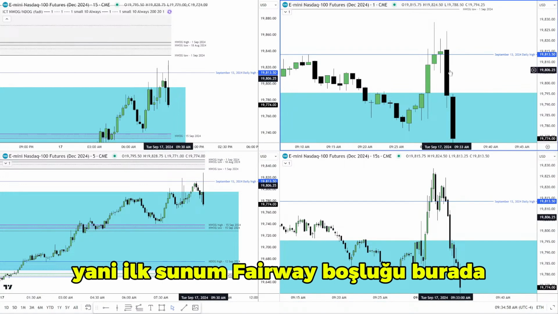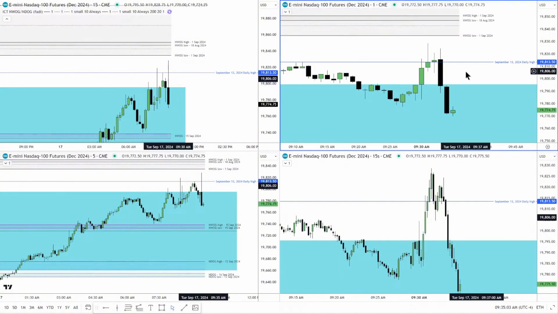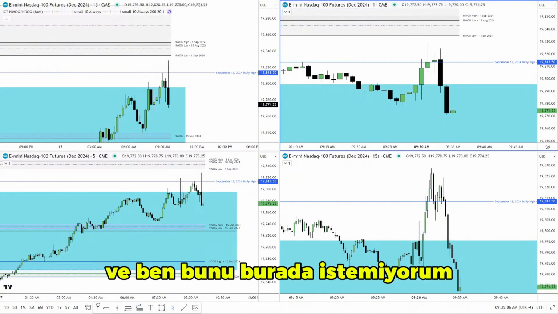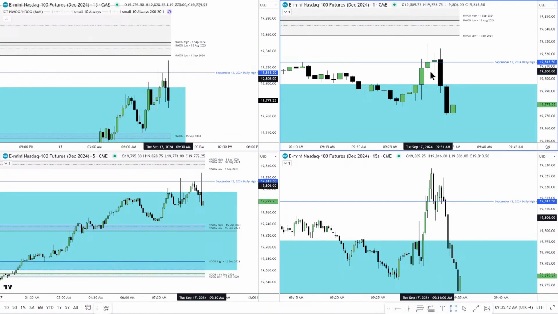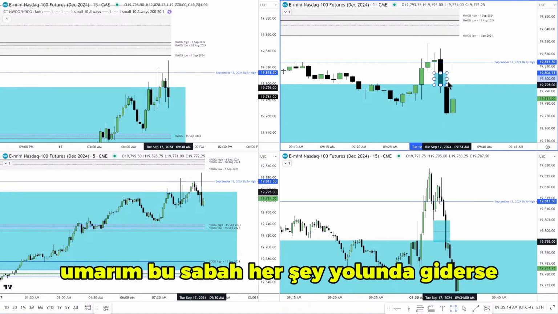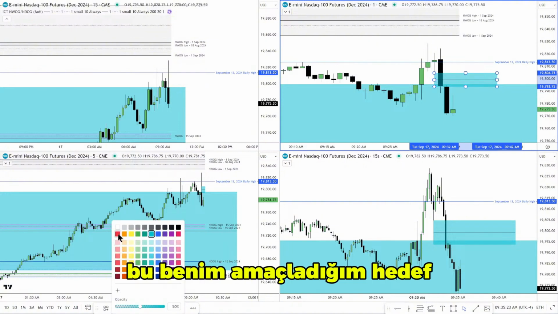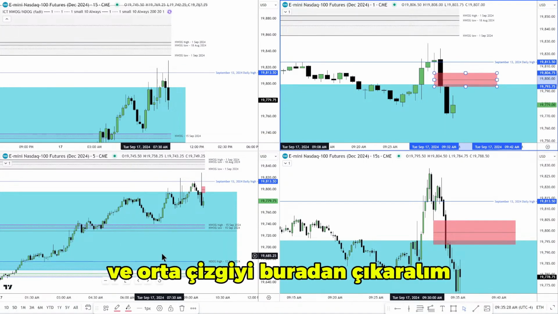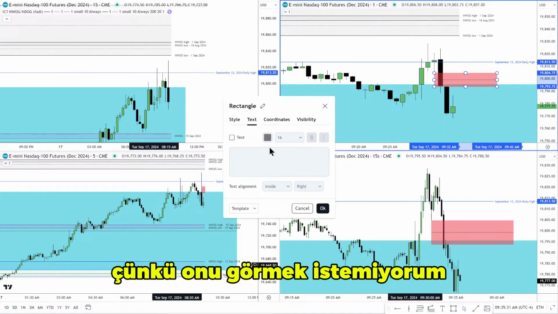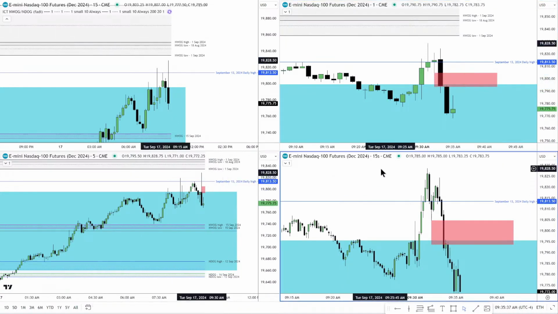So first presentation, fair value gap is here, right there. This is not where I want it. Hopefully, if all things are good this morning, I won't have a very long session, which is my intended goal. And let's take the midline off of that because I don't want to see it. There you go.